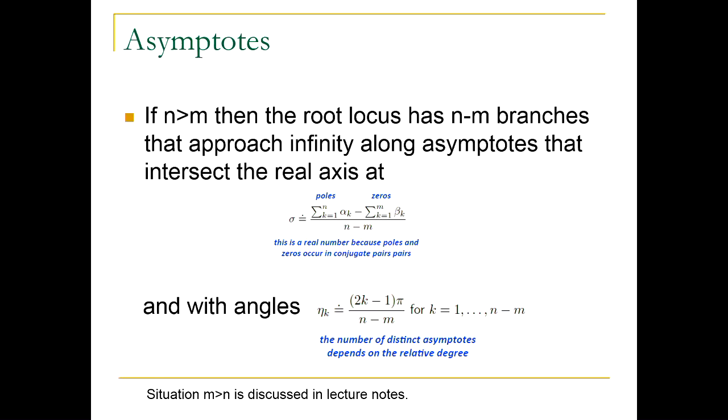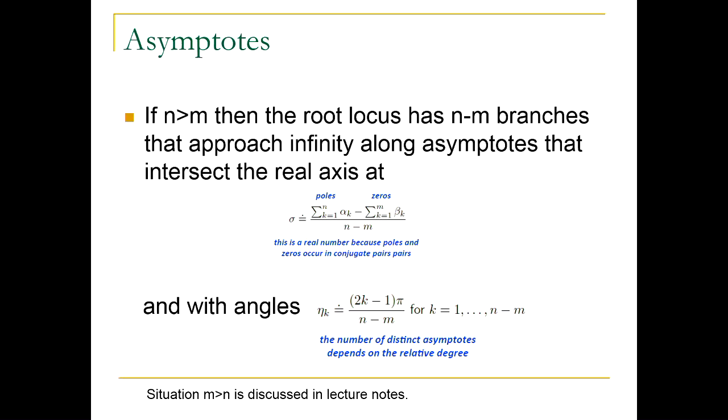So, how will we plot asymptotes? We will plot asymptotes by giving two pieces of information. One piece of information is the point at which they intersect the real axis. Another is the angles that the asymptotes make with respect to the positive real axis. With these two pieces of information, I can plot any asymptote.